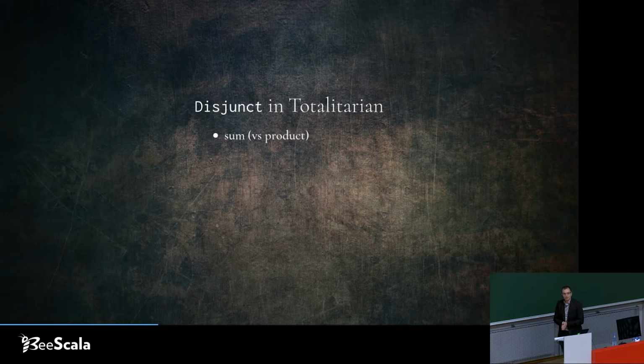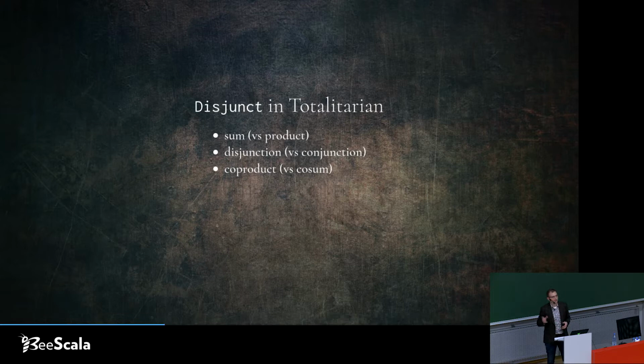Now, in my library, Totalitarian, which I'm introducing today, the first of two libraries I'm introducing today, we're going to provide a type which is called Disjunct, which is basically the same as a sum type or a disjunction or a coproduct. The thing in brackets is effectively the categorical dual of this thing. So sum is the categorical dual of product, disjunction, conjunction.